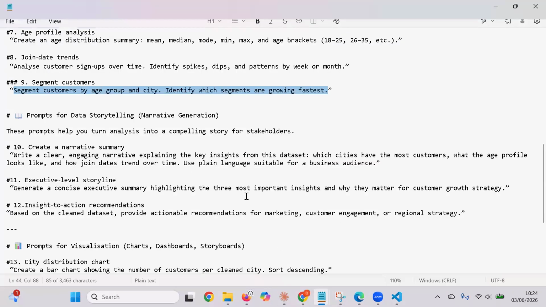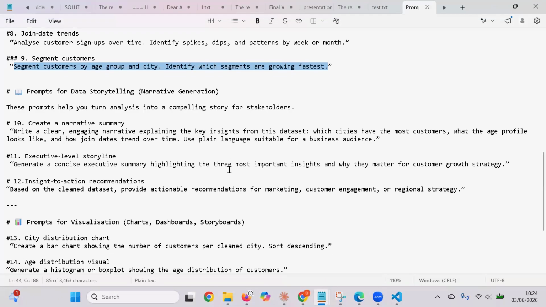Now, this brings us to what we talked about and the little video we watched some time ago, which is the storytelling. So now we want to say, write a clear, engaging narrative explanation of key insights from the data set. Which city has the most customers? What does the age profile look like? How do join dates trend over time? Using plain language suitable for a business audience.